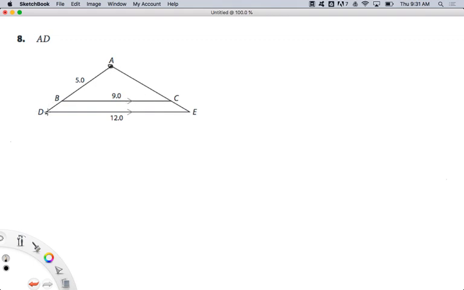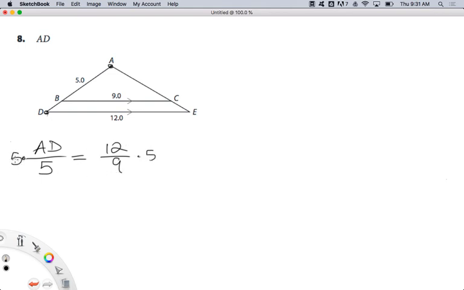Well, here's AD. So I'll put that on top. But it'll be AD over what? 5. Good. And it's 5 because, look, the side on the left corresponds to the side on the left. Equals, now what goes on top? Would it be 9 or 12? It's 12. Why is it 12? Yes, AD comes from the bigger triangle and 12 comes from the bigger triangle.